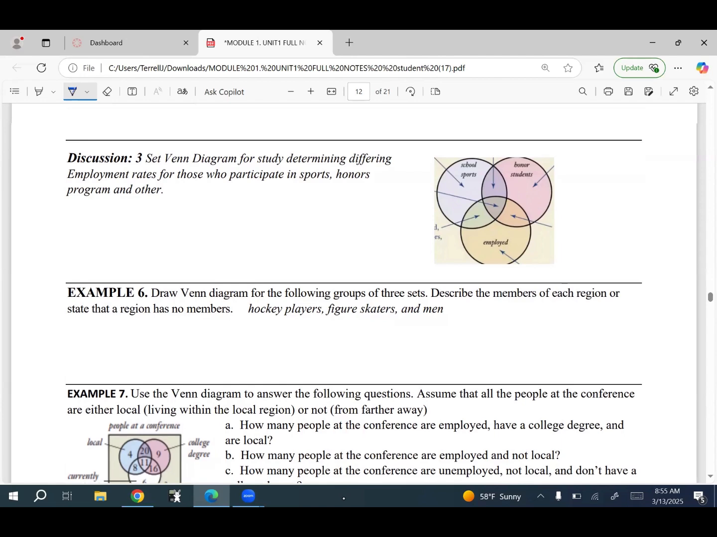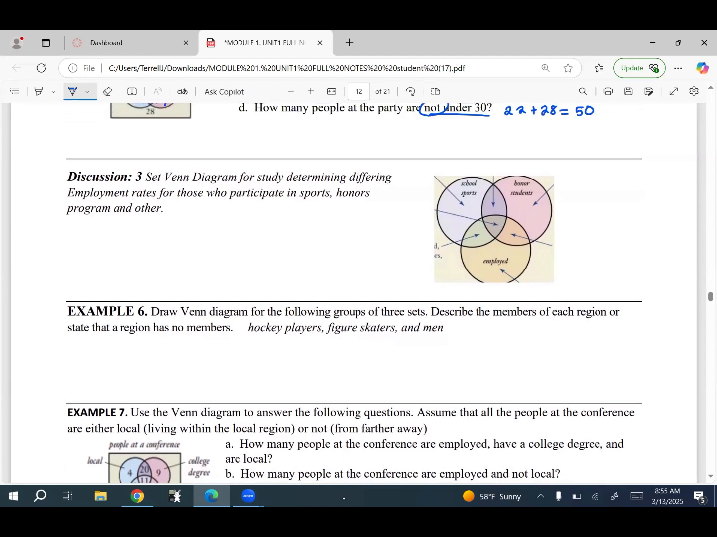Because I don't have a lot of room here, I'm going to use the discussion number 3, and I'm just going to write the new sets here. This is the first time we're being introduced to a Venn diagram with 3 sets. Again, the circles represent sets. There are 3 sets here. So instead of school sports, I'll put men. And then I'll put hockey. And here I'll put skaters.